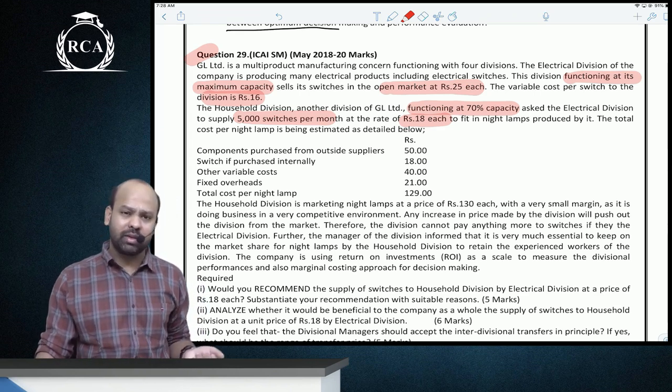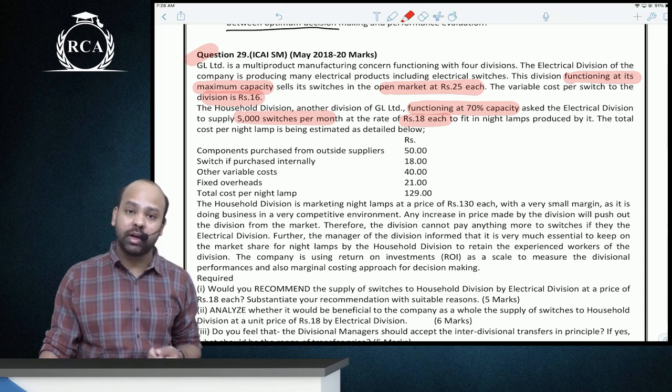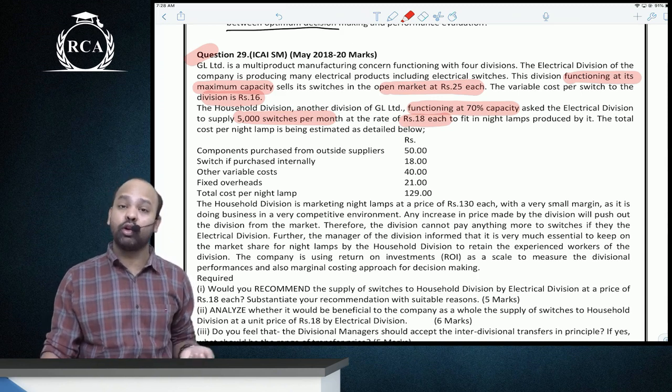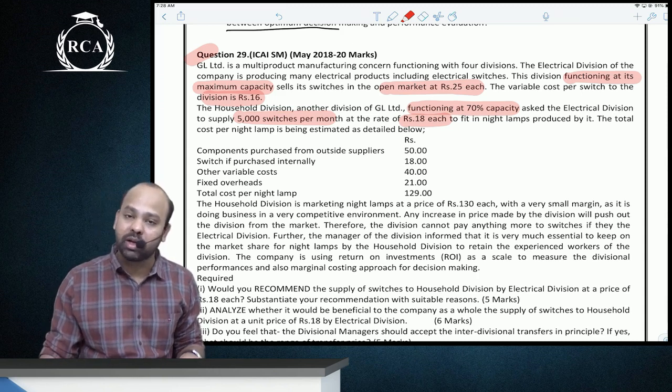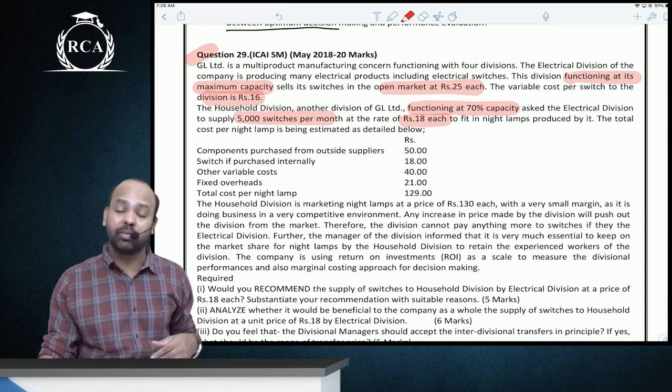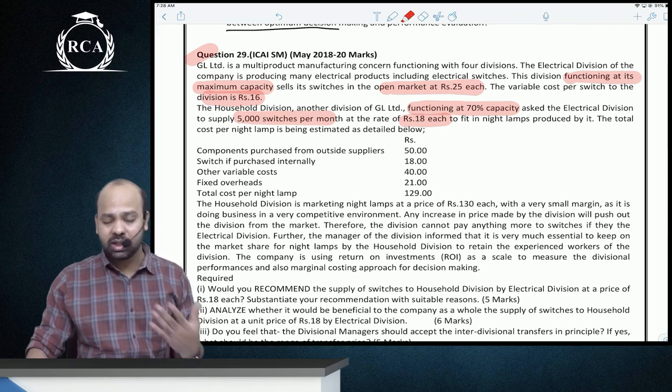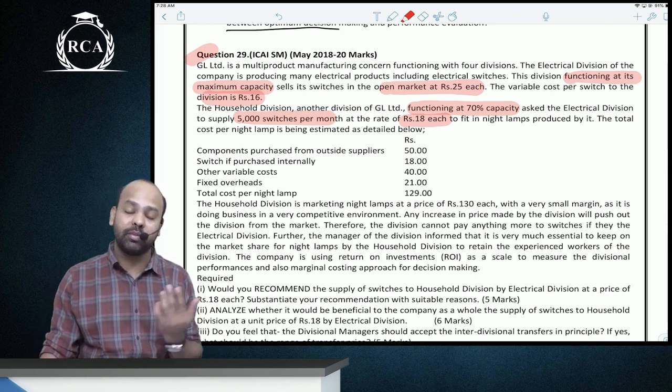If you go by the concept of transfer pricing and goal congruence, guys, the minimum transfer price should be equal to your external market price, and that is 25 rupees. Because there's an opportunity cost, that's like writing variable cost plus opportunity cost, beta, 25 rupees.